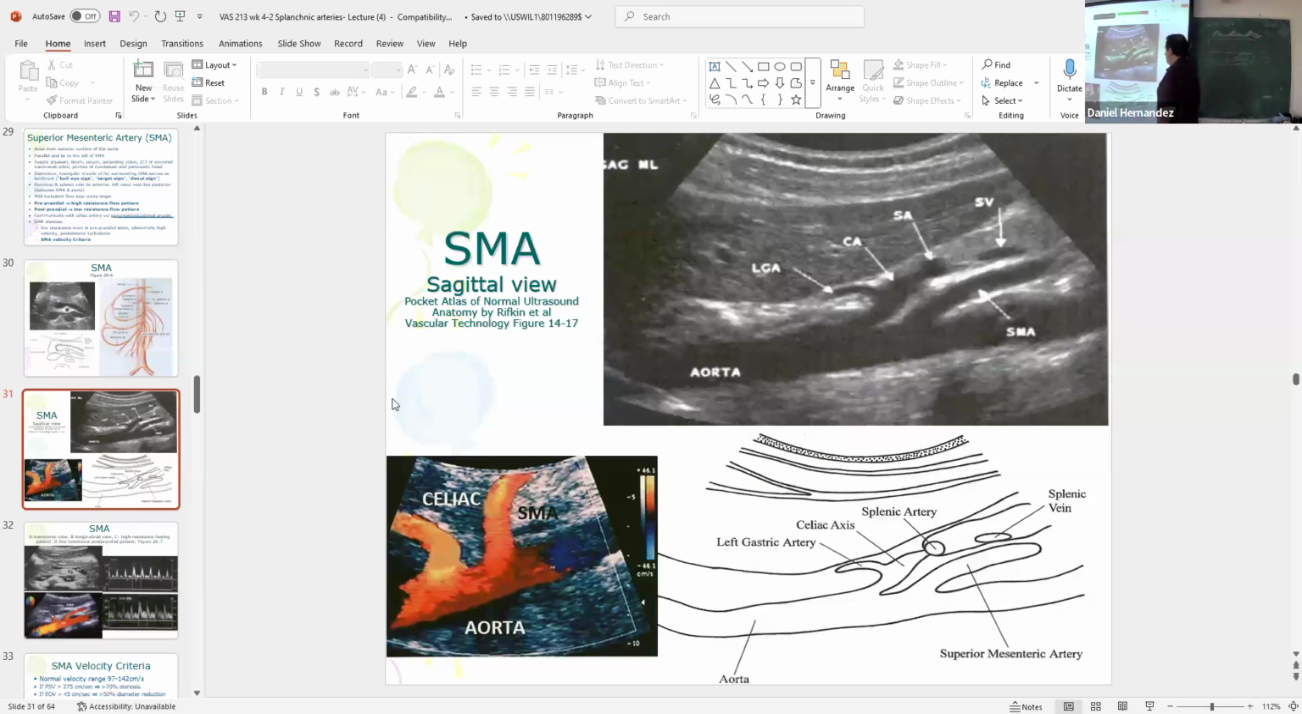When we do our Doppler interrogation of it, we're going to do our Doppler in sagittal. In sagittal, we get nice pictures of the SMA as it branches off anteriorly and parallels the aorta as it runs inferiorly. We want to get nice 2D color pictures of the origin or proximal segment, and then see how far down we can follow the SMA to get a mid or distal segment of it.